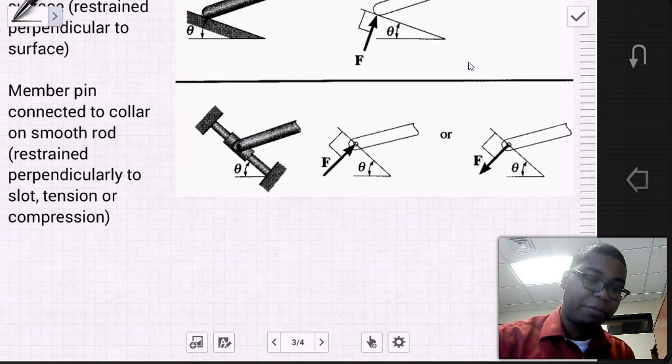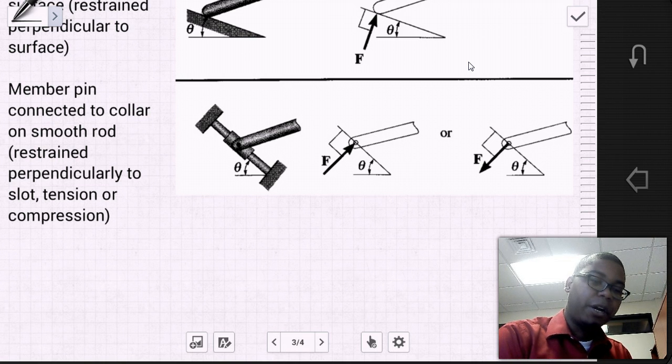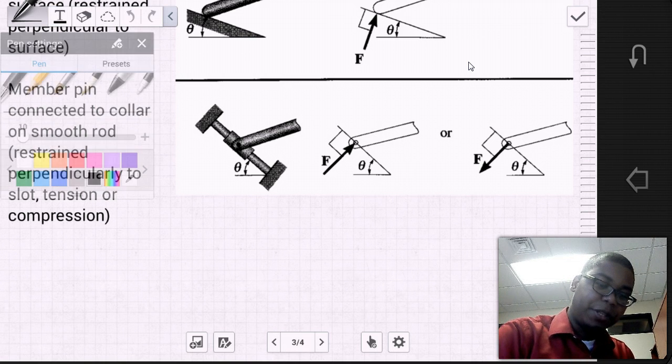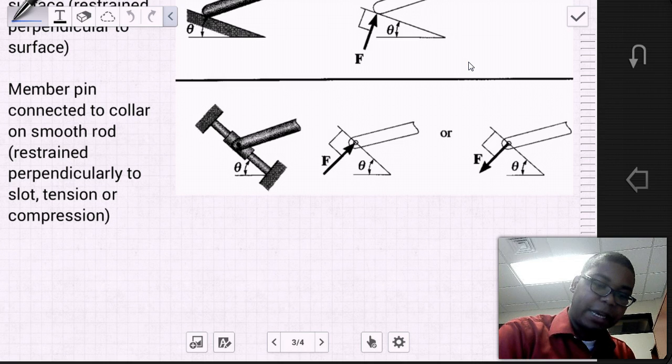Now let's look at the example of a member that is pin connected to a collar on a smooth rod. Just to clarify, there's a collar.